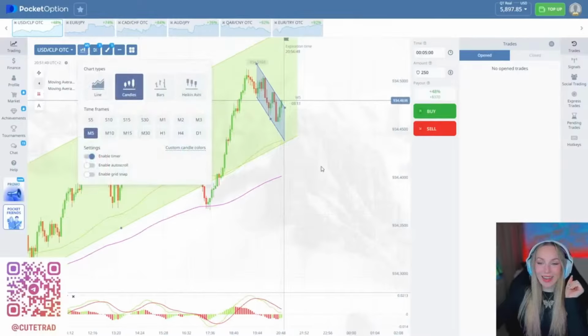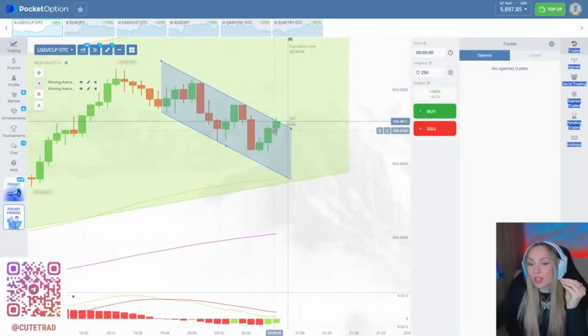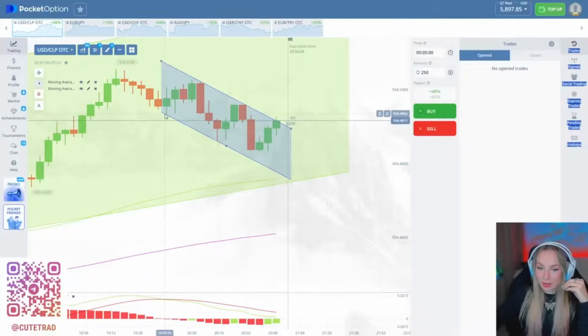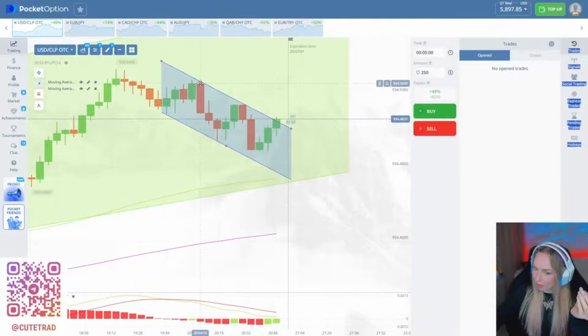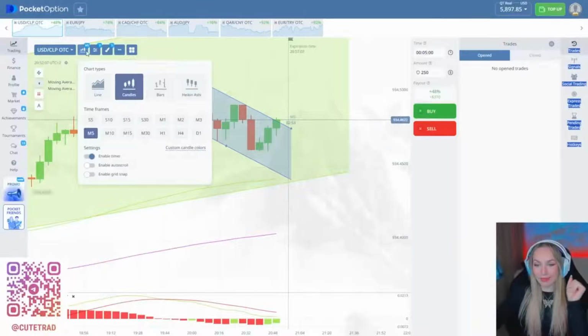And right now in this upward channel we have a small downward channel which we can also take advantage of. It touches the support, goes up, we're getting the profit. Touches the resistance, goes down, we get the profit. And again and again and again.